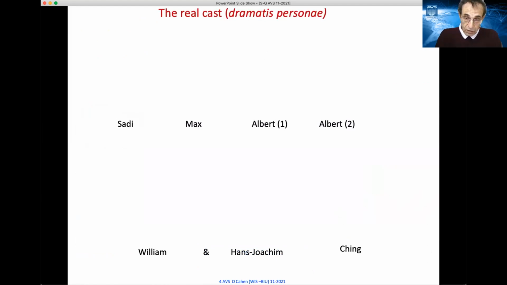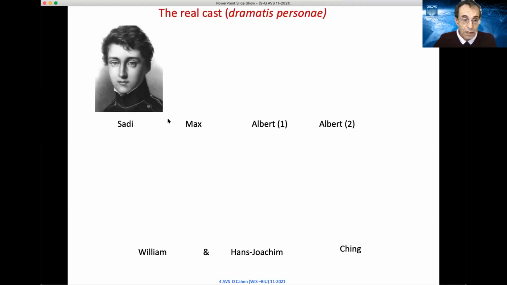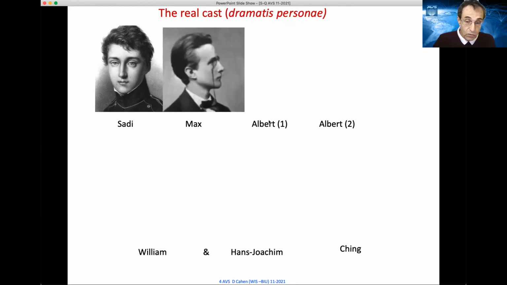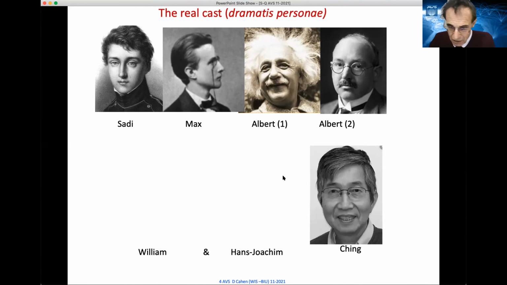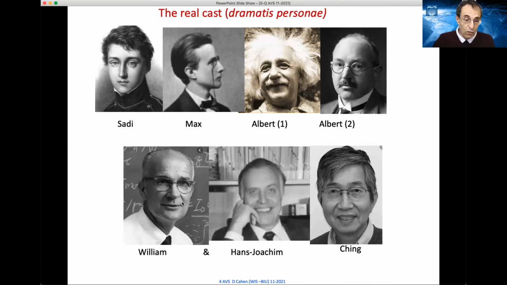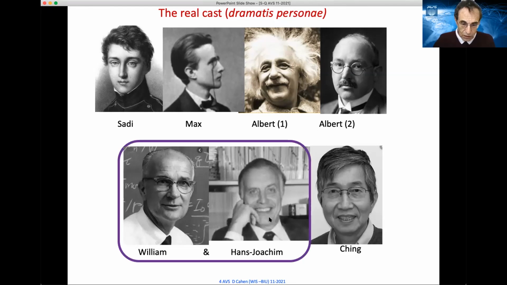There is a cast for this story, or as it's said in Latin, dramatis personae. And here are their first names, and I'll give you also their pictures. This one, as you can guess, is Sadi Carnot. Max is Max Planck. There are two Alberts. One you know very well. The other one you probably don't know, Albert Betz. And he is the person that gave us the theoretical limit for the conversion of wind energy into electrical energy. Then there's Chen Tang, one of the giants in photovoltaics, in my view. And then there are our main actors, William and Hans Joachim, or Bill Shockley and Hans Joachim Queisser.